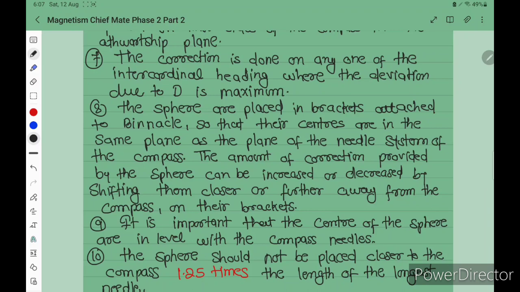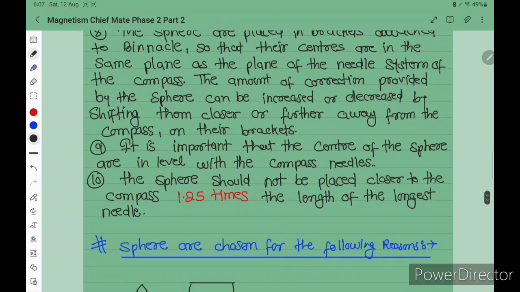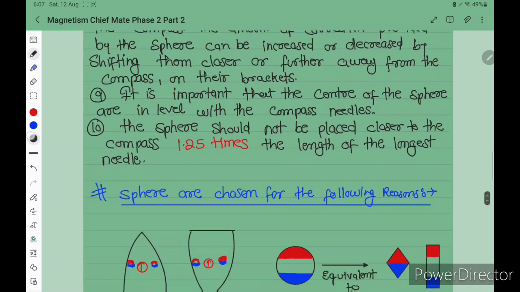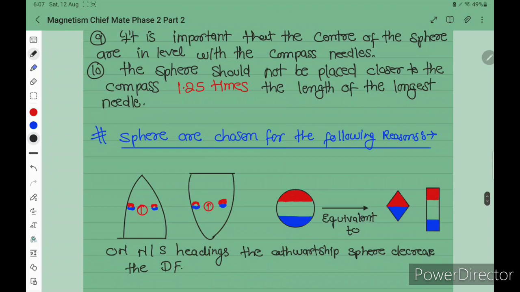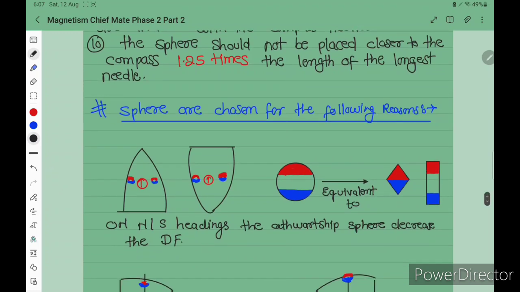The amount of correction provided by the spheres can be increased or decreased by shifting them closer or further away from the compass on their brackets. It is important that the centers of the spheres are level with the compass needle. The spheres should not be placed closer to the compass than 1.25 times the length of the longest needle. Spheres are chosen for the following reason. Why do we choose only the spheres?